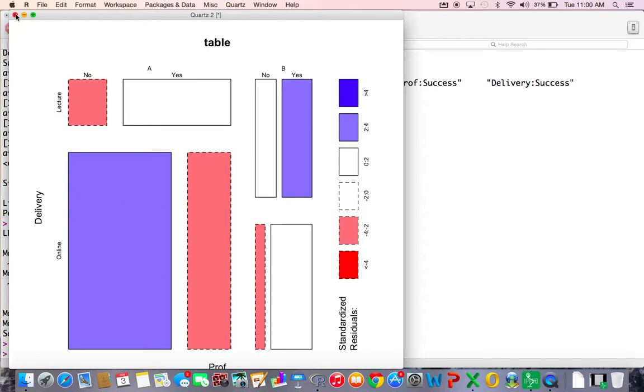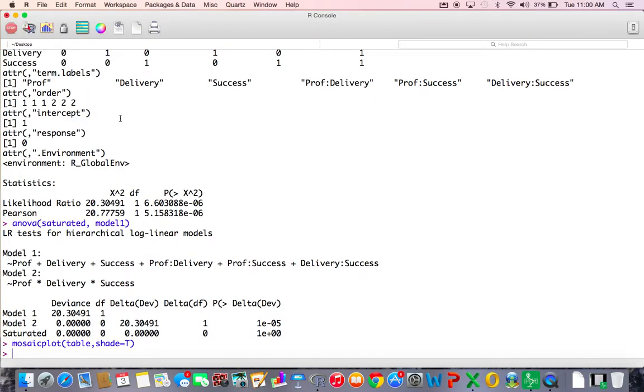That's interesting. Looks like to me Professor A needs to strongly consider which kind of delivery he's going to actually take a look at. You know what? I'd like to look at this more. This is really intriguing to me. I'd like to look at this, the cross table.